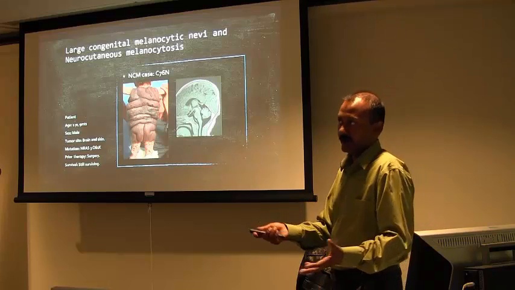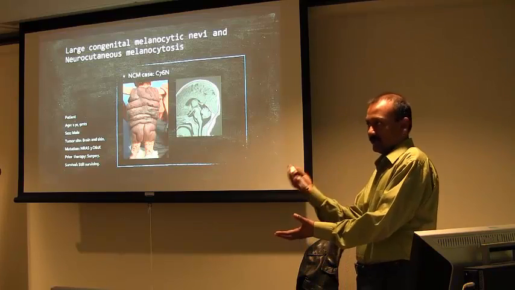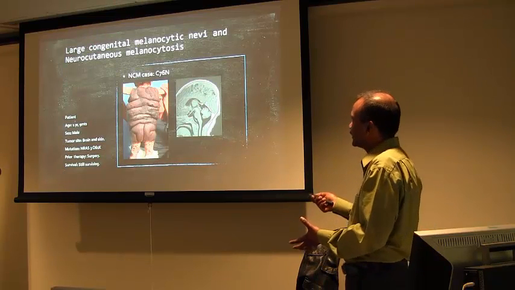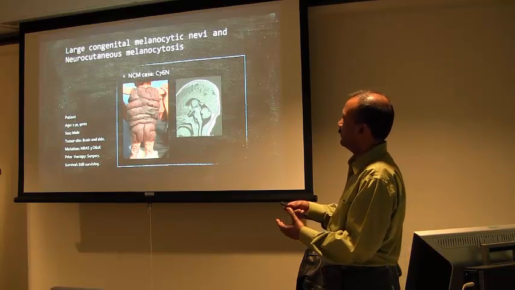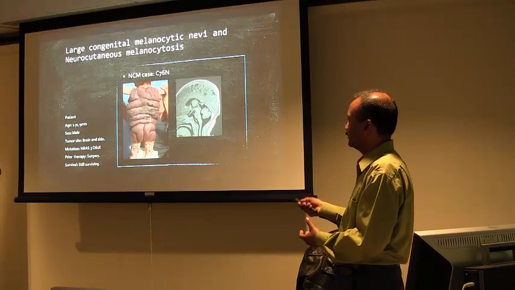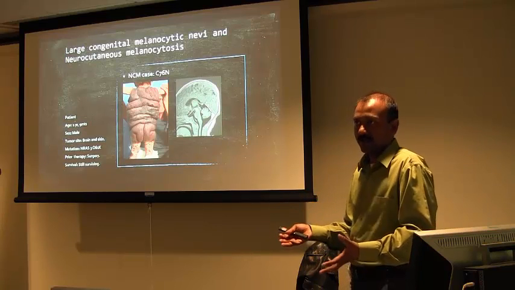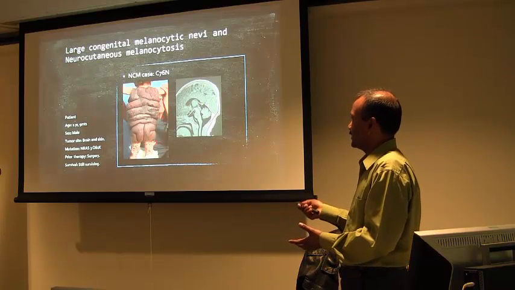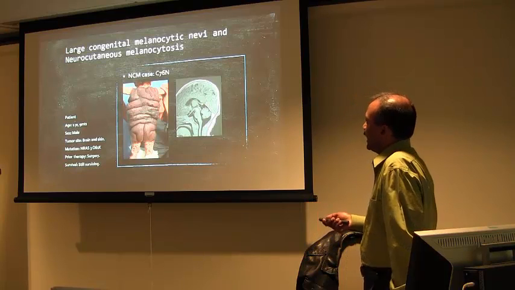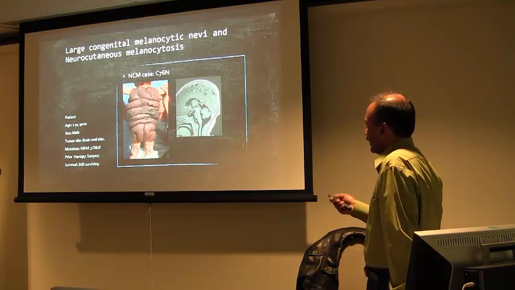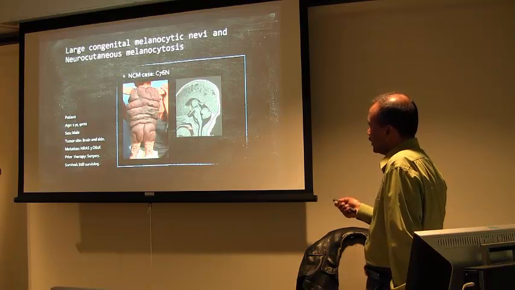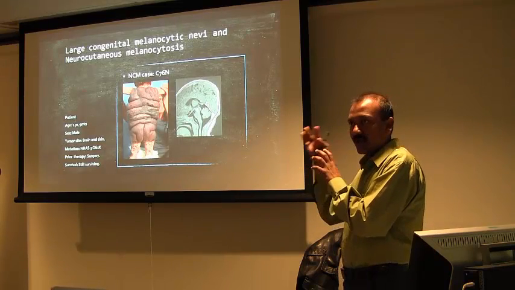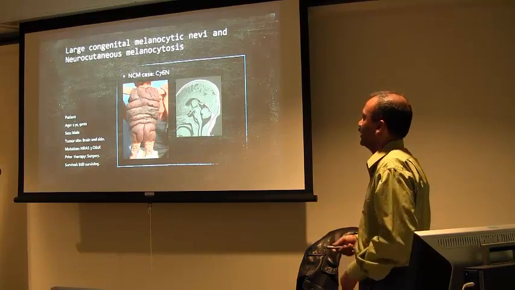You can have acquired nevi from sunburn, which can eventually transform to melanoma. This is congenital, so kids are born with this kind of lesion. This is a very advanced stage of this lesion, but sometimes you have birthmarks, sometimes you have moles, but it's the same nature, though it is a huge burden of tumor. And this particular patient also had a brain lesion, he had proliferations of melanocytes inside his brain and deposits of melanin inside his brain.